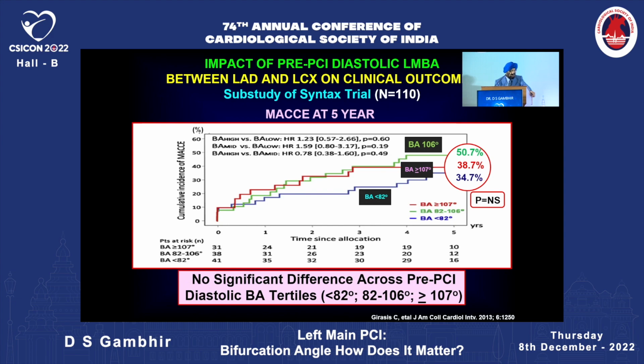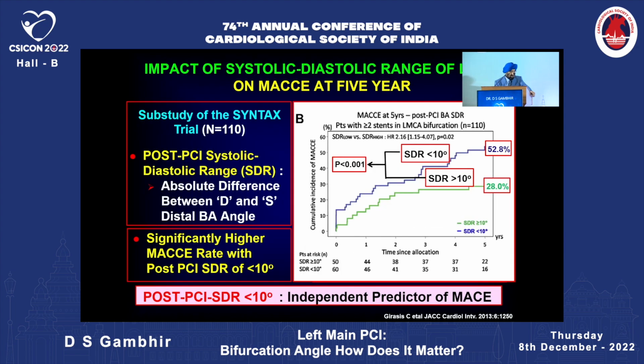Now, the sub-study of the SYNTAX trial also looked at the bifurcation angle in three different tertiles, less than 80 degrees, between 80 to 106 degrees, and more than 107 degrees, and they did not find any significant difference in MACE at 5 years. So they concluded that there is no significant effect of this bifurcation angle on MACE at 5 years.